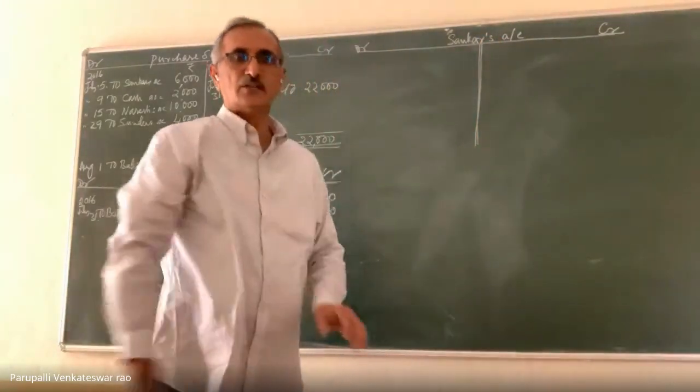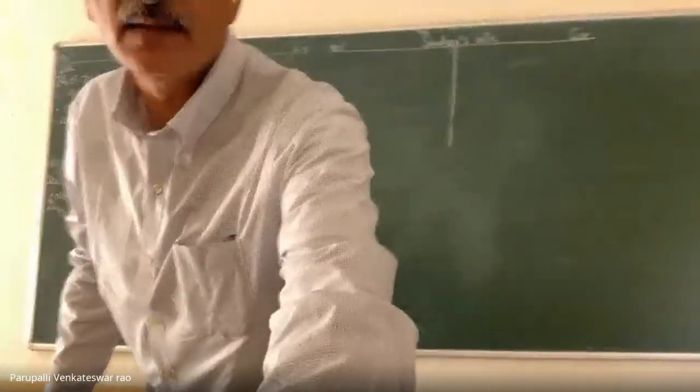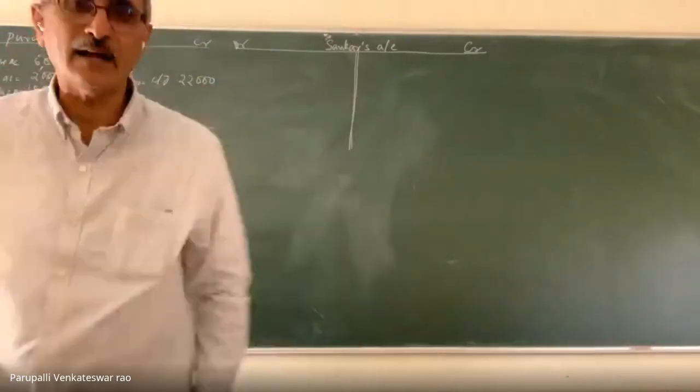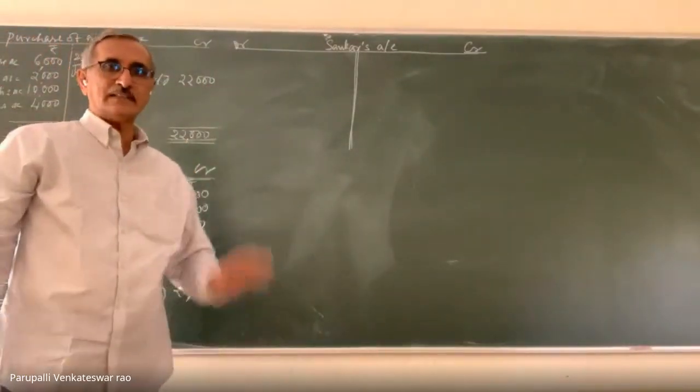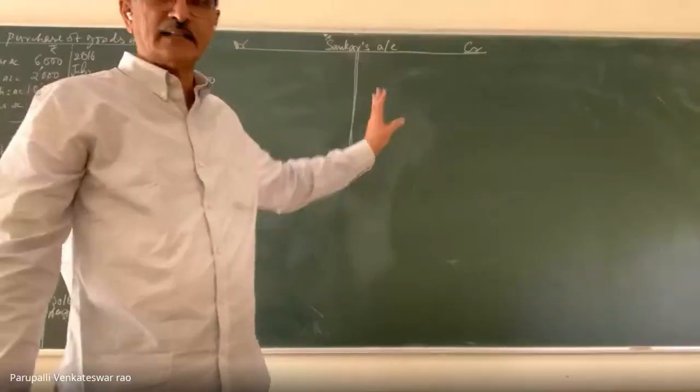Shankar's account is a personal account, right? So for a personal account, what is the rule? What is the debit credit rule? Debit the receiver, credit the giver.